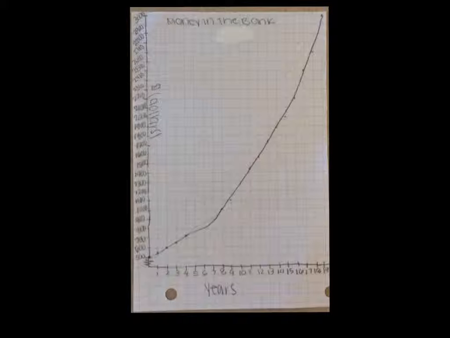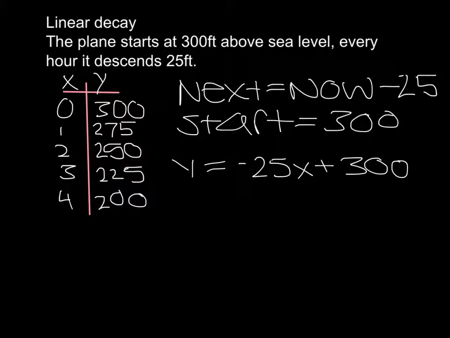This is the graph for the equation. The x-axis is the number of years, and the y-axis is the number of dollars. You start at 0 for the x-axis and 500 for the y-axis, and you go up 110% each time. The plane starts at 300 feet above sea level.